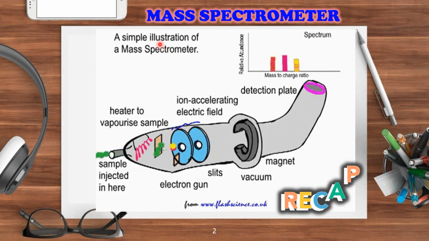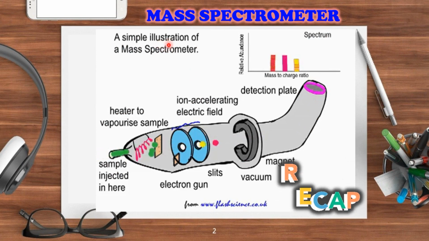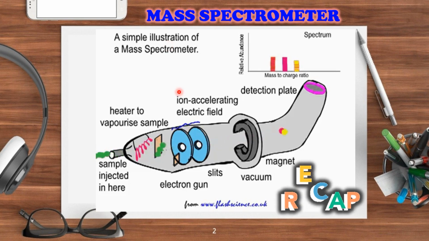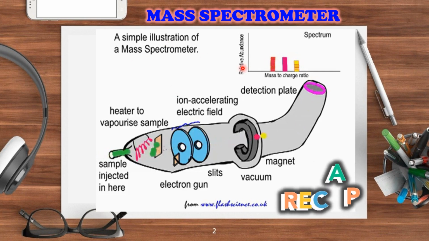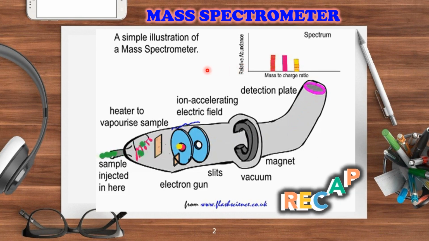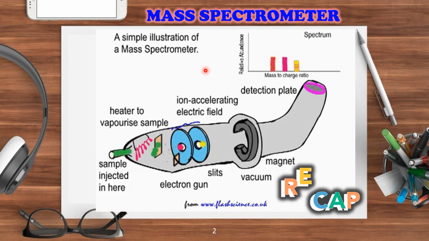Okay, so this is mass spectrometer. Mass spectrometer is an analytical technique that measures the mass to charge ratio of ions. A mass spectrometer is used to determine the relative atomic mass and the relative molecular mass. It can also be used to determine the type of isotope, the abundance, and the relative isotopic mass.